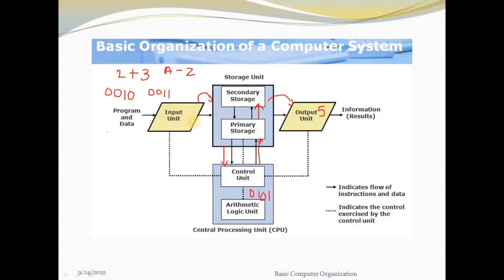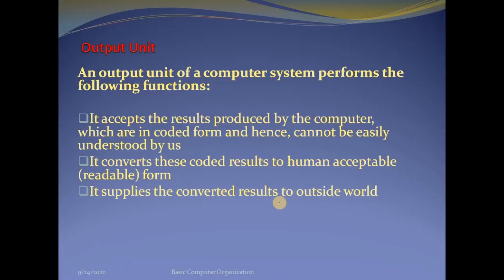So we can call the input unit the input interface, and this we can call the output interface. These are the functionalities. It is easy for students to remember this, because the functionalities here are exactly the reverse of those of input devices. It accepts from the computer, converts this into the human acceptable form, and then gives the result to the outside world.